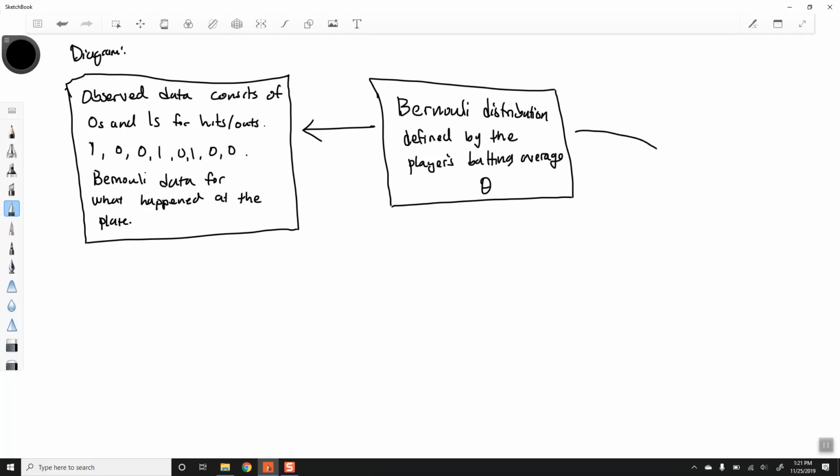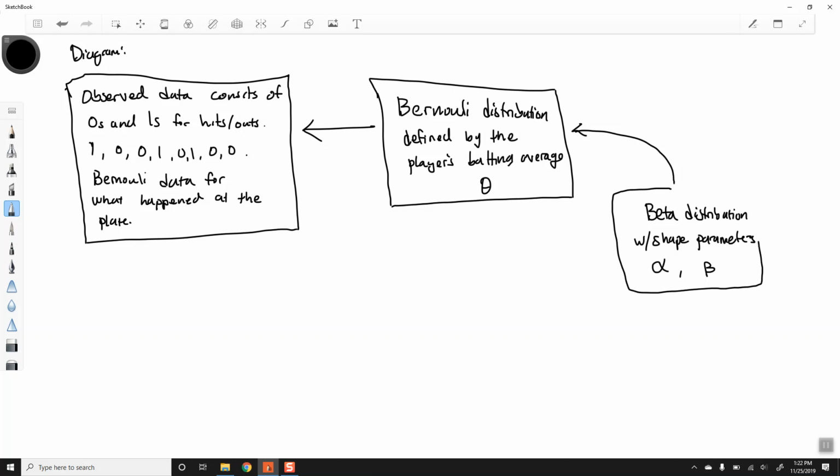And where does the value theta come from? Okay, this comes from a beta distribution with shape parameters alpha and beta.